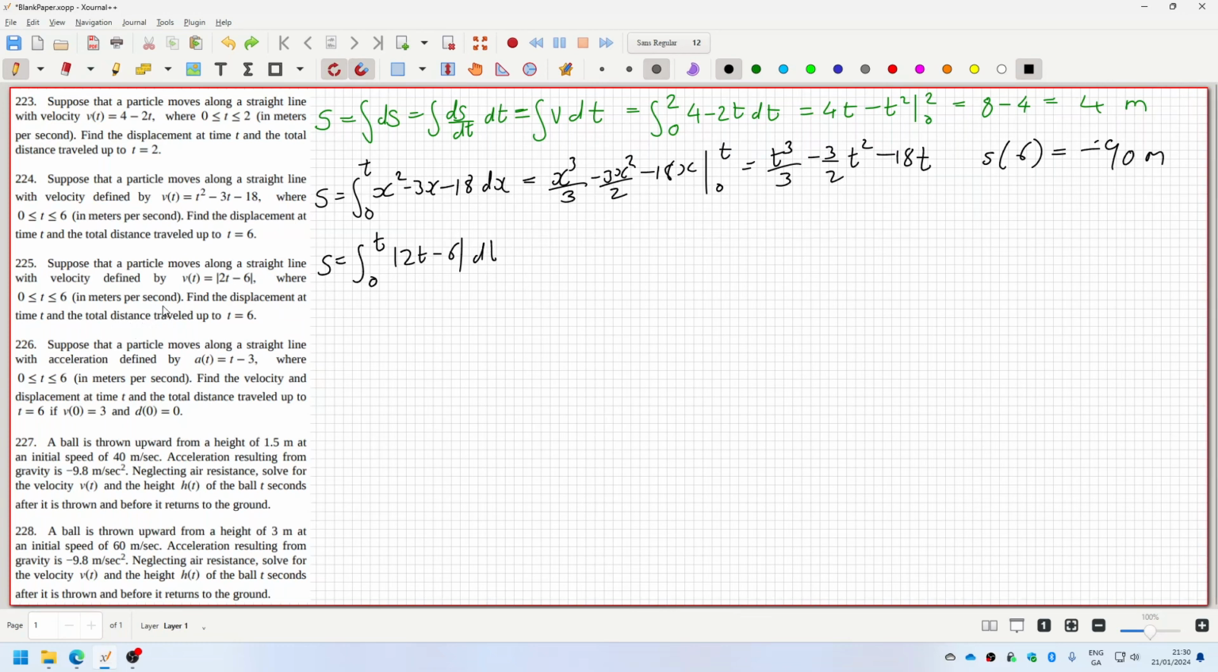Ah, 0 to 6. It only is positive from 3. It's negative up to 3. Oh, that's going to make it really tricky to calculate it at time t, because that's going to depend on whether or not it's more than or less than 3.